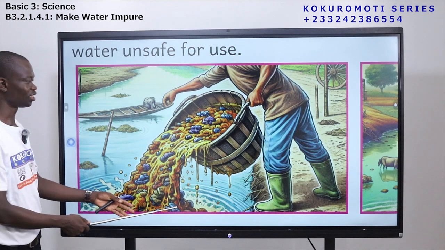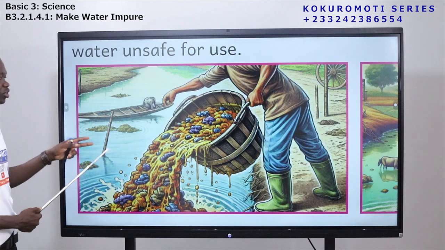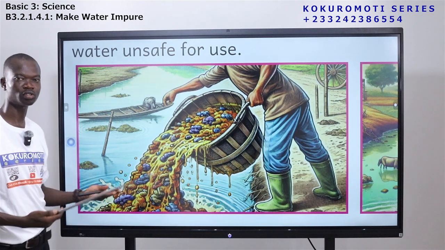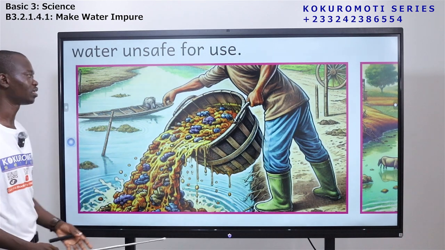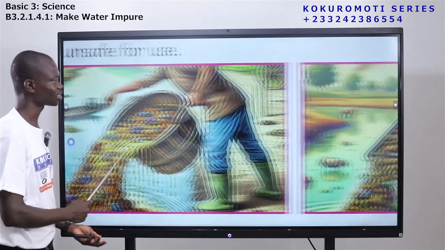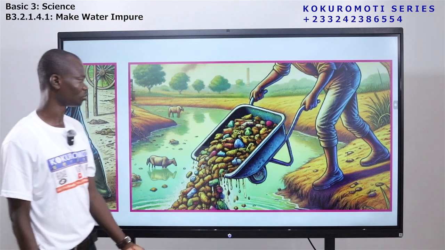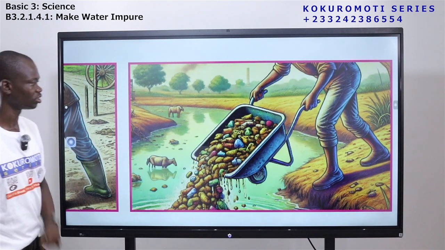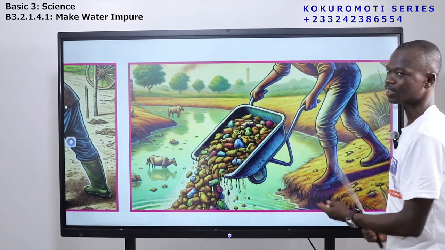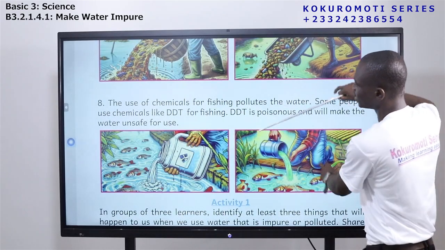So imagine you are around and you fetch water from this side. What do you think will happen? So if you do this, it means you are making the water impure. You are making the water dirty. You are polluting the water. You are contaminating the water, which means we cannot use the water. Even if you use it, we are going to have effects. So these are some of the things that make our water bodies impure. Another person, look at what he's doing, animal feces, and see he is dumping them into the water bodies. If you do that, it will make the water unsafe for use. Okay, so number 8.